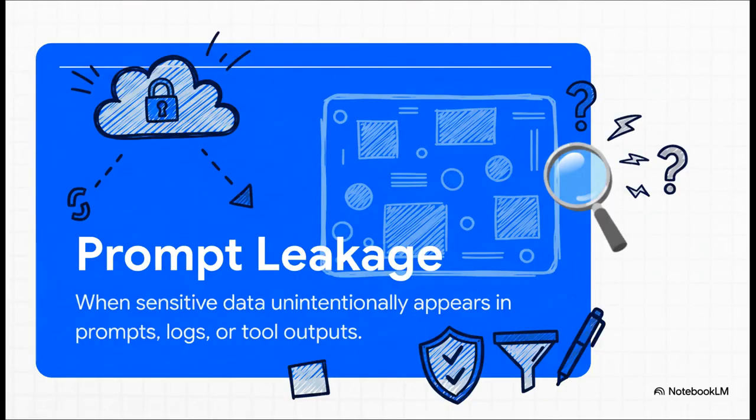Okay, I want you to think of your AI system like a set of pipes. You pour data in one end, that's the prompt, and you get a result out the other. Well, prompt leakage is what happens when those pipes have holes. It's the accidental, unintentional exposure of sensitive data that you've put into a prompt, or that gets stored in a log file, or that even somehow comes back out in the AI's response. It's a quiet threat, but it's incredibly dangerous.